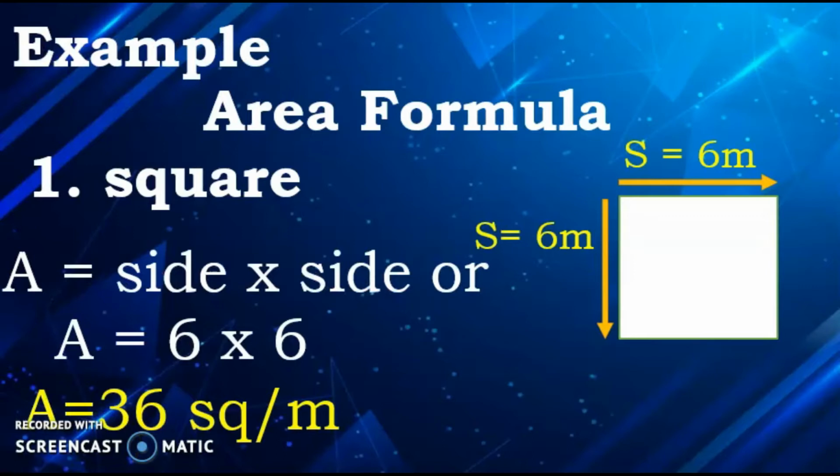For example, if the side of a square is 6 meters, area is equal to side times side, or area is equal to 6 times 6. So the area of the square is equal to 36 square meters.